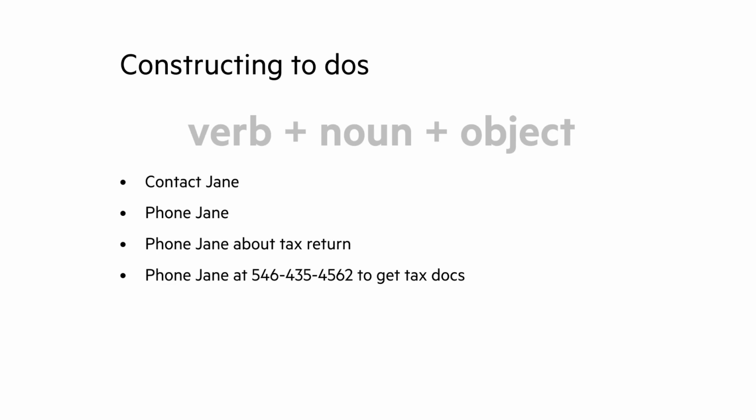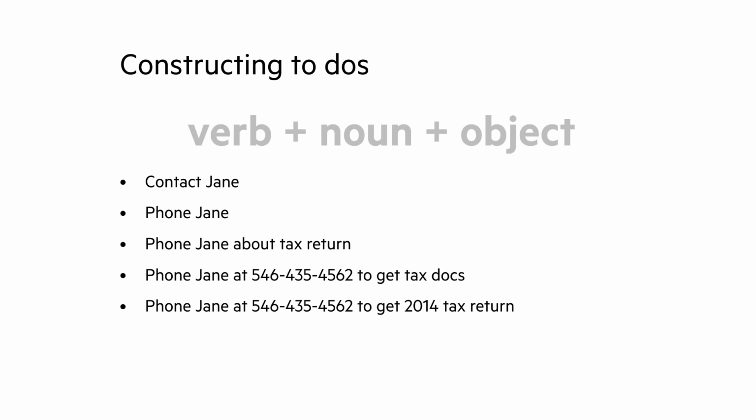But again, let's take it even further. What was the tax doc? So again, I'm going to phone Jane at this phone number, and I need to get that tax return. Now that is a well-constructed to-do, because when I look at that in my list of things I need to do, I can quickly understand what it is, what I need to do, how I need to do it, and what is the scope of the thing that needs to be done? Because it's going to help me in terms of prioritizing this across other things.